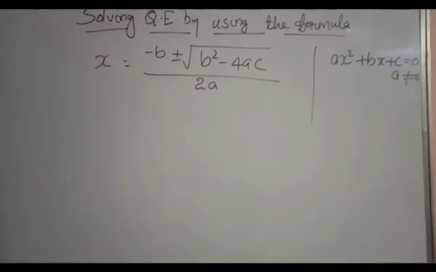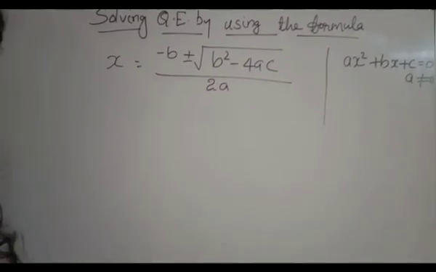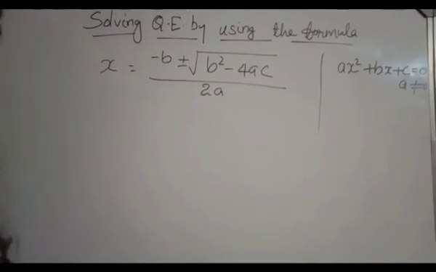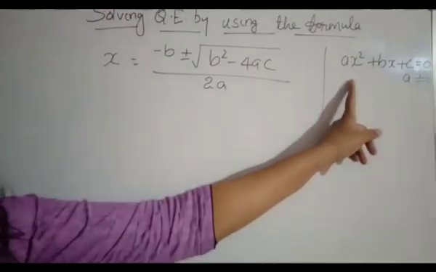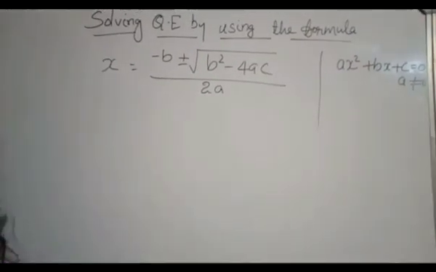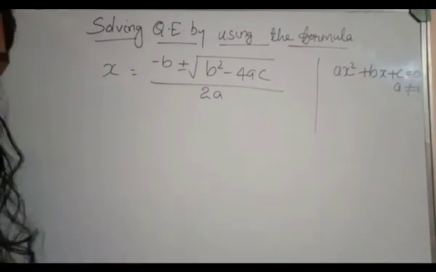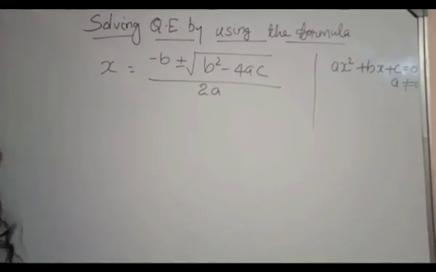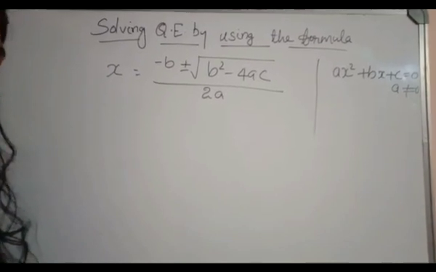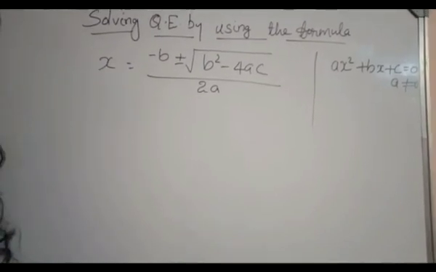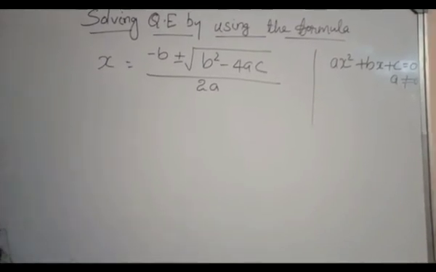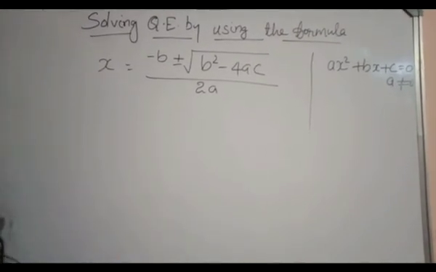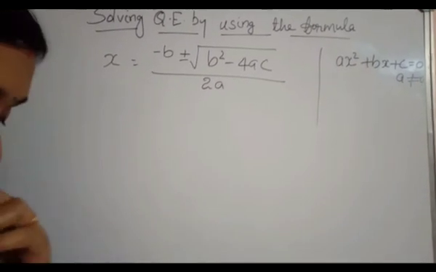The first step is to convert the given expression into the standard form. The second one is to compare it with ax square plus bx plus c is equal to 0 and write down the values of a, b and c. The third step is to substitute the values of a, b and c in the formula, and the next is to simplify. This is what you need to remember whenever you solve a quadratic equation.